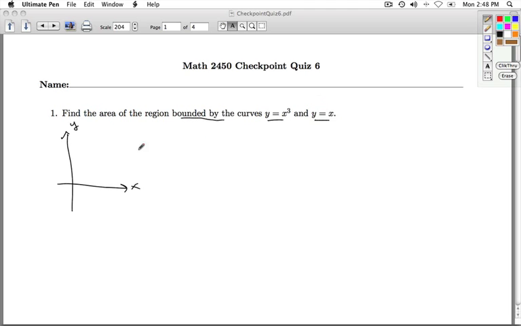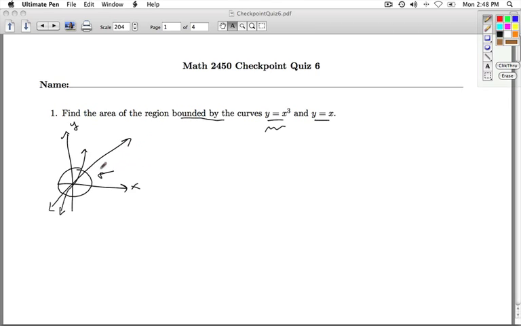Y equals x is something we're very familiar with. Y equals x cubed is something you might not be so familiar with. In college algebra, you talk about odd degree polynomials. So it has an S shape to it since it's an odd degree, but you might not be sure exactly how that looks in there. And really, that's the important thing.